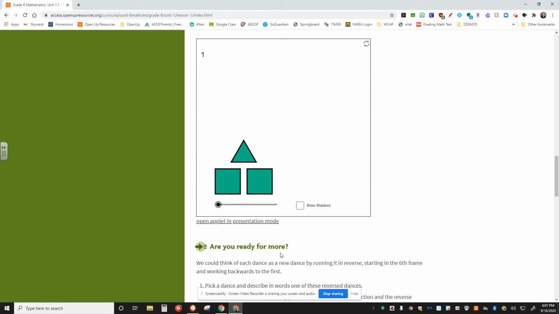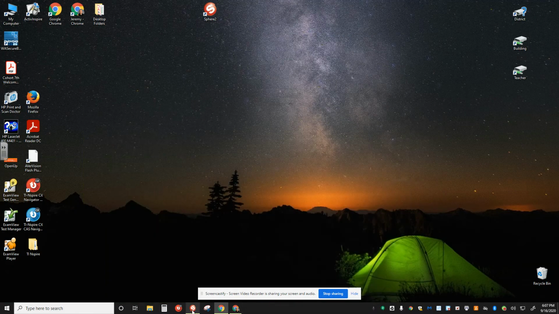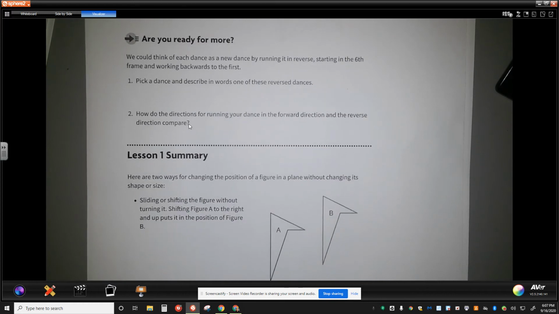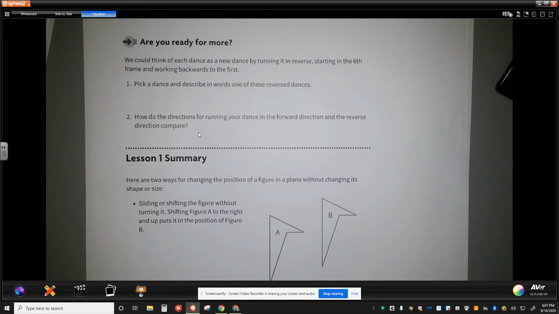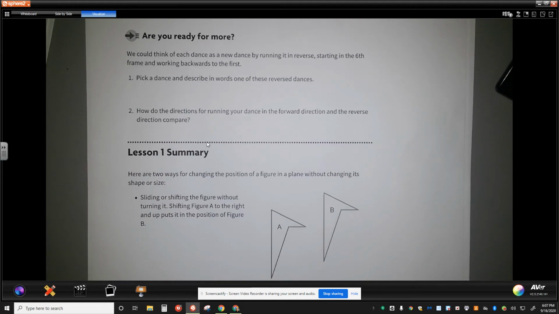And those directions should be exactly opposite of what we just did. When we go back to our page and we think about the second one, how do the directions for running your dance in forward direction and reverse direction compare? Well, we see that they're both working in the opposites. We start from one point and roll to the other, and then every move that we make is the opposite of the way we went the first time.